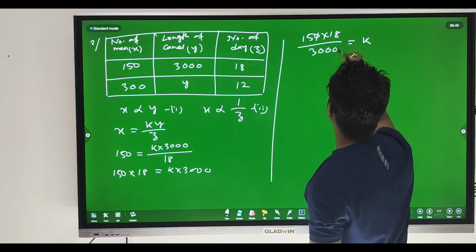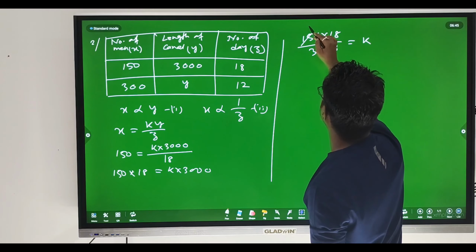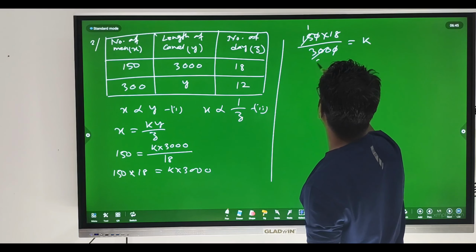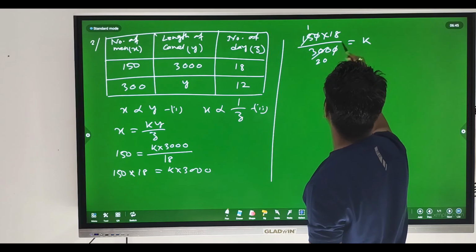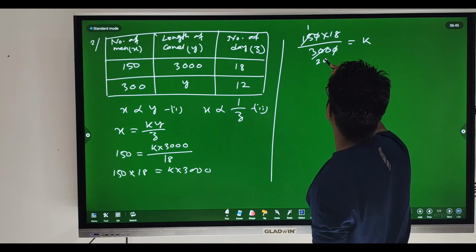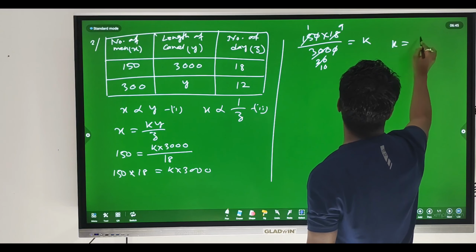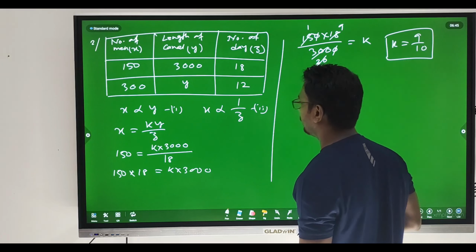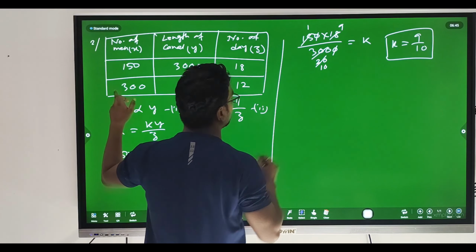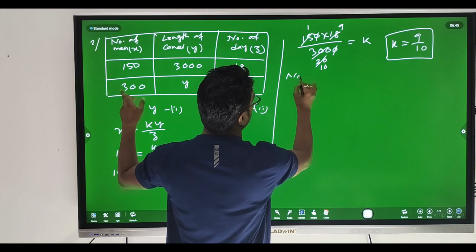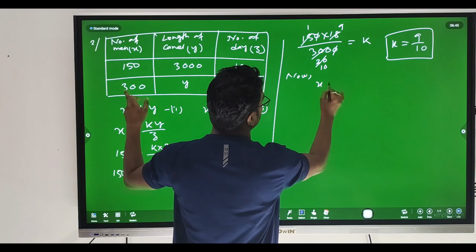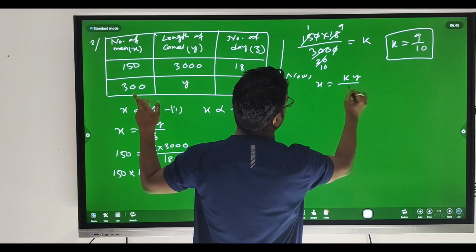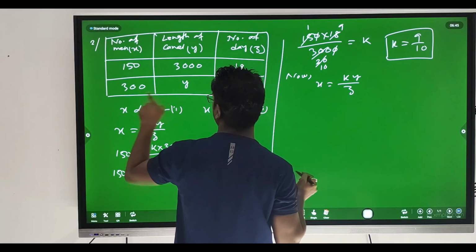So this will get cancelled. 15 1s are 15, 15 2s are 30, and here 10 is there. So again you can divide by 2, 10s are 2, 9s are. So the value of k we got is 9 by 10, right? So we got the value of k. Next, again the same formula, x equals ky by z. The same formula will be applied here also.